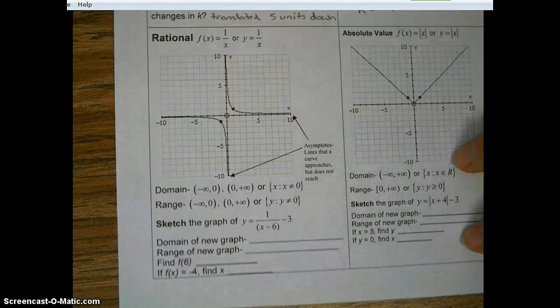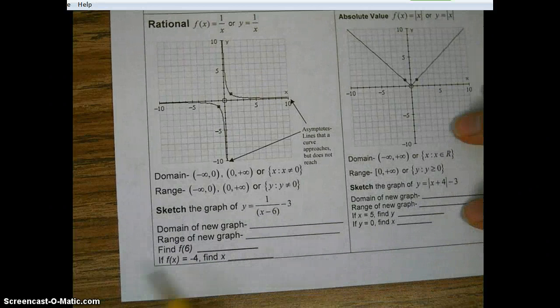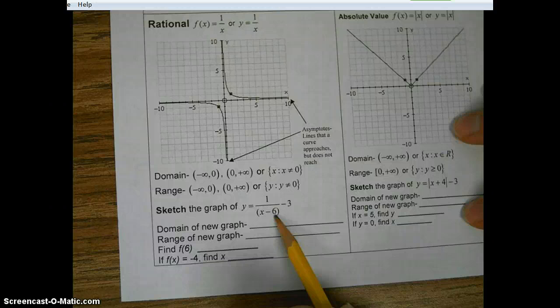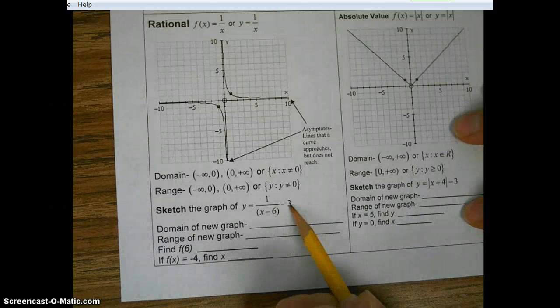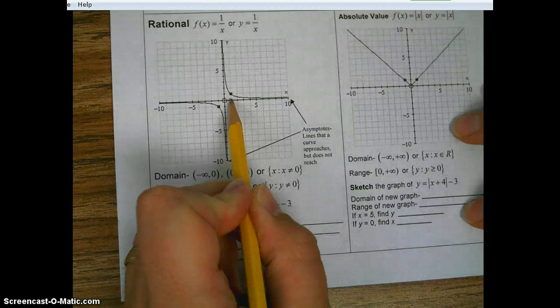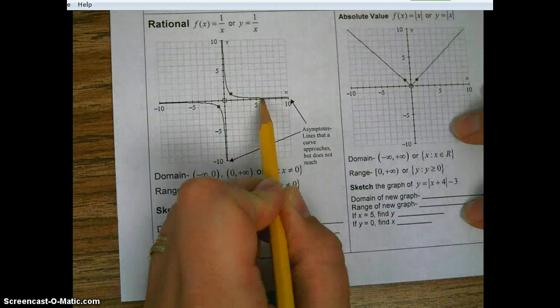Okay, I'm back. So we're going to go ahead and sketch this graph. So our h value is -6. We're going to go 6 to the right and 3 down. Now this is the point we move, the one in the middle. So 6 to the right and 3 down.